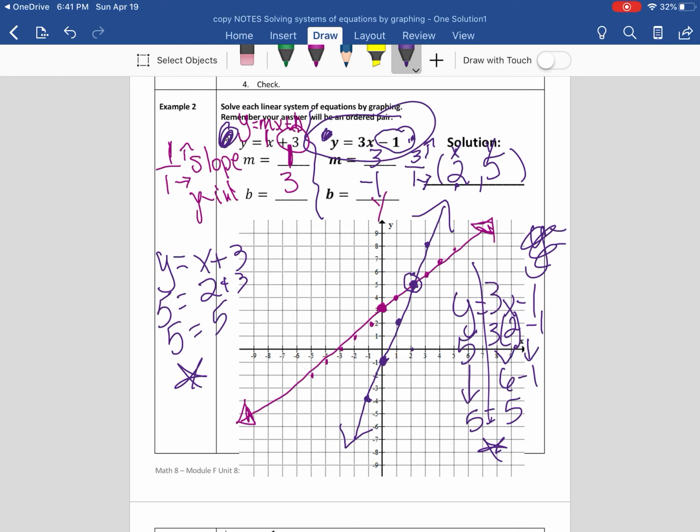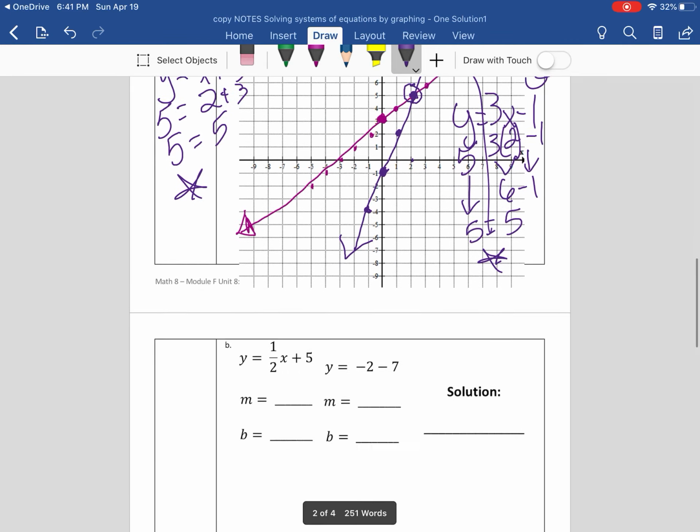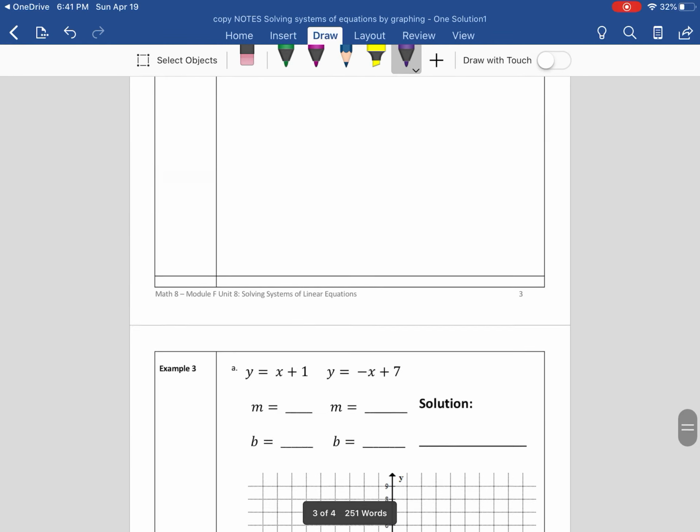It is the only answer. It only has one solution, and that one solution is 2 and 5. Make sure you put your solution with parentheses around it and separate by a comma. That indicates that it is an ordered pair.